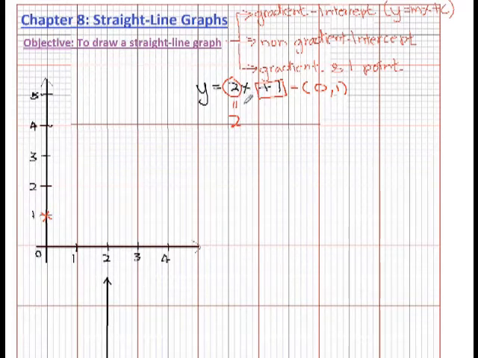Now, how can we figure out the second point? We can figure out the second point by using the gradient, and we know that gradient is equal to rise over run. In order to get a gradient of 2, we can rise 2 units and then run 1 unit. So, assuming that this is our beginning point, we rise 2 units from 1 until 3. After that, we run 1 unit to the right. So now, we have already figured out the second point.